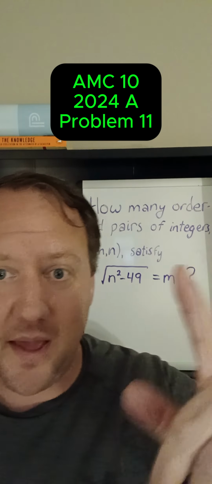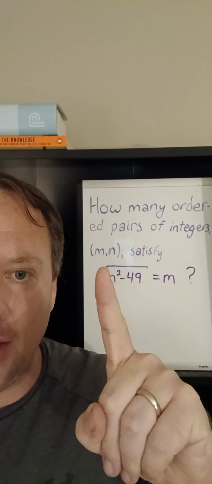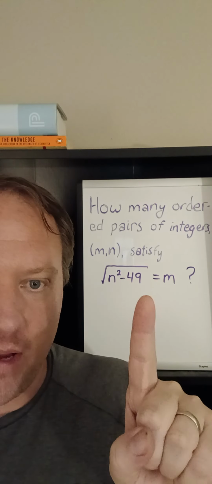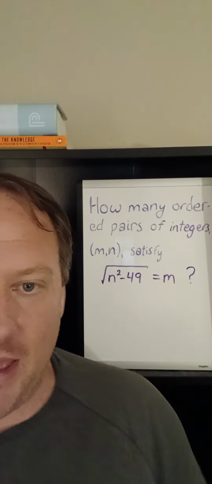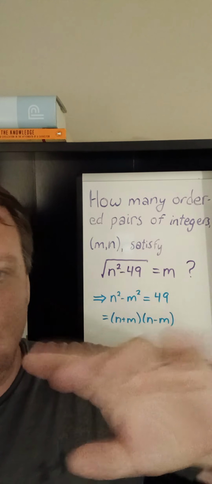I'm doing competition math, and in this problem we are asking how many ordered pairs of integers (m, n) satisfy the equation m = √(n² − 49). Now this one I think we can do without actually too much writing. You can start plugging in some numbers.